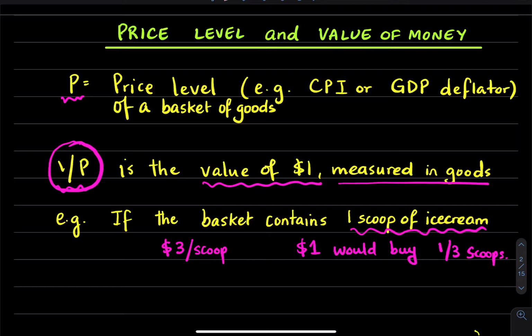Now, when we extend that idea of just having one scoop of ice cream in our basket to many goods, because we are talking about a macro economy, then we want to think about P as reflecting the price level of a basket of goods, not just ice cream. So P can be thought of as being CPI or GDP deflator. So we want to keep that in mind going forward.